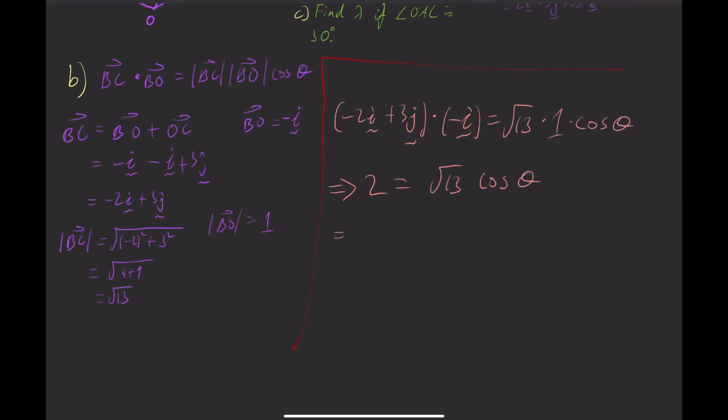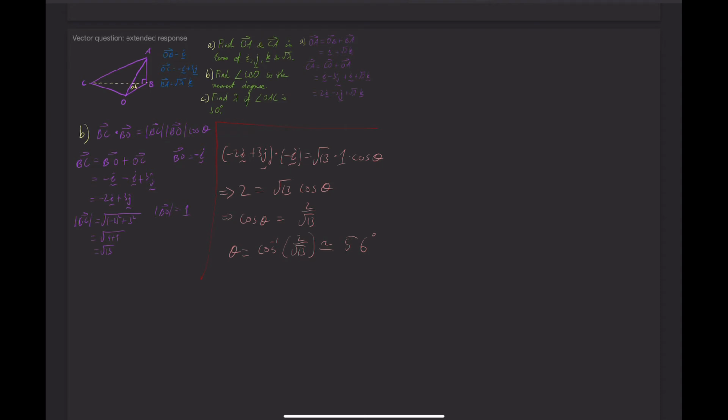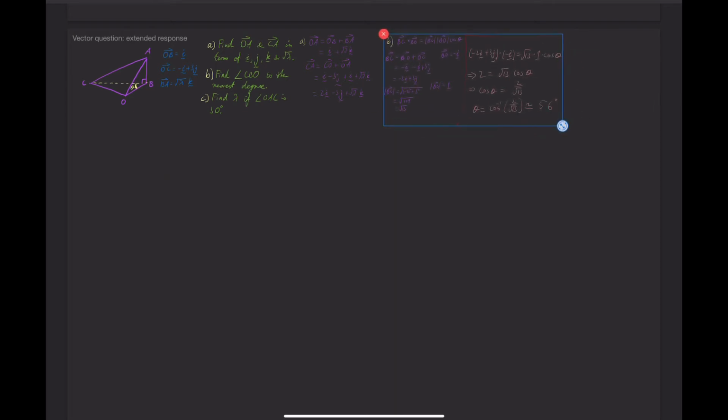So now I can say that the cosine of the angle is 2 over root 13, which means that our angle is the inverse cosine of 2 over root 13, which is approximately equal to 56 degrees, rounded to the nearest degree. I didn't do anything fancy there, I just did that in my calculator. So let's isolate these, shrink them, and put them over here because we don't need them for the next part.